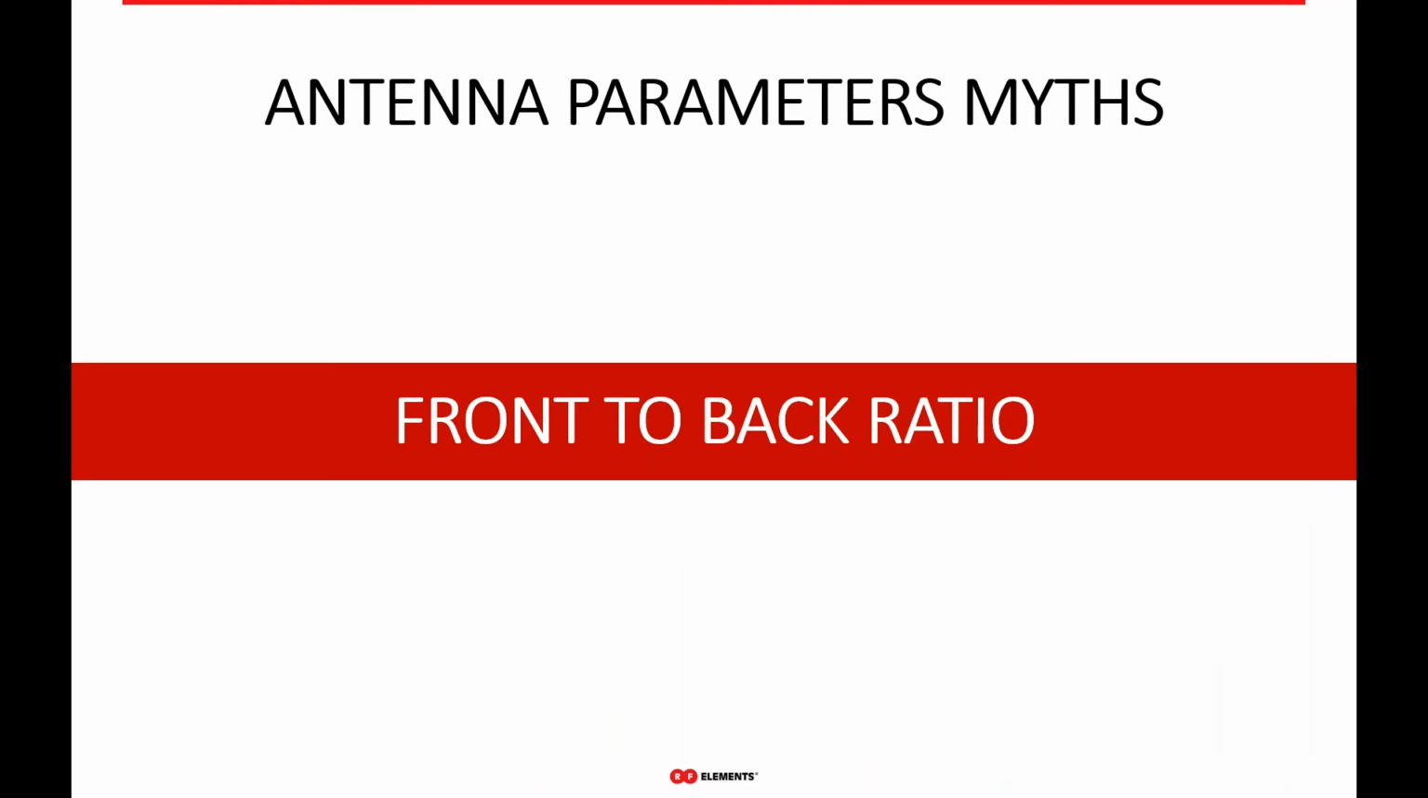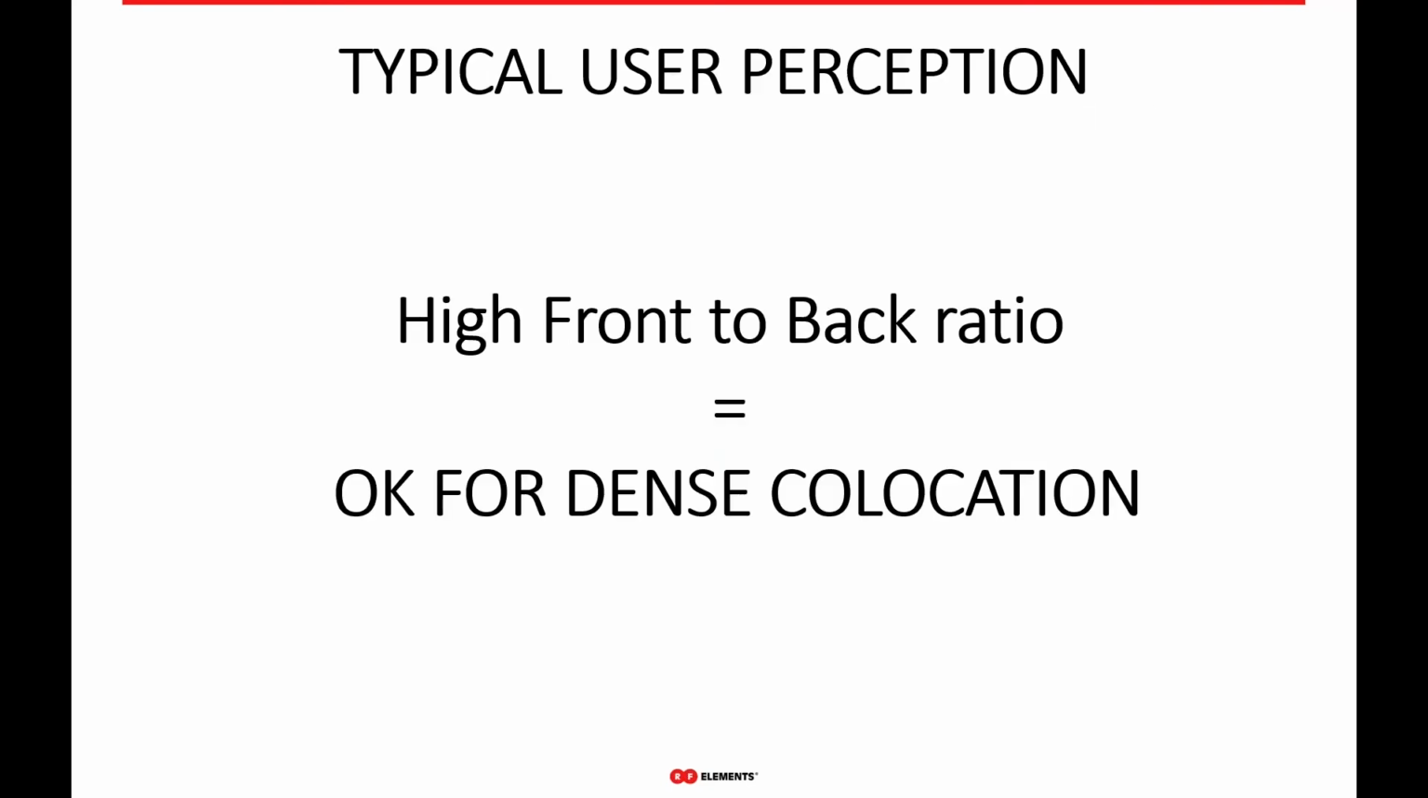Let's also look at some of the parameters you might already know, like front to back ratio. Front to back ratio is one that many manufacturers include in their antenna data sheets, and we'll have a small recap of what it is. The conventional thinking about front to back ratio is that if it's high, it means an antenna is a good choice for co-location. So if the antennas are back to back and both have a high front to back ratio, they will not interfere with each other.